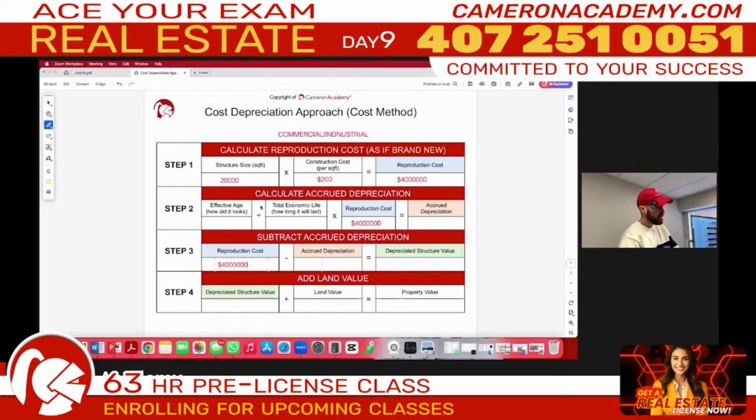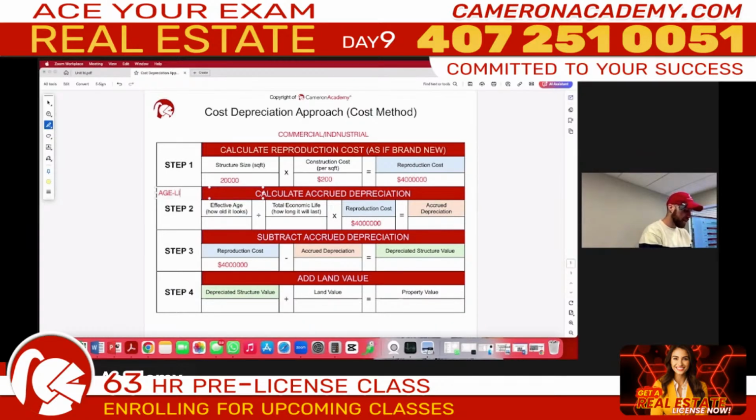Let's focus on step 2. Step number 2. Calculate the accrued depreciation. Now, this is where it gets a little bit weird. This is the weirdest thing you've probably seen thus far because it's so opinionated. And that's what an estimate of value is. It's your opinion, but you'll see how true that is with what we're going to discuss.